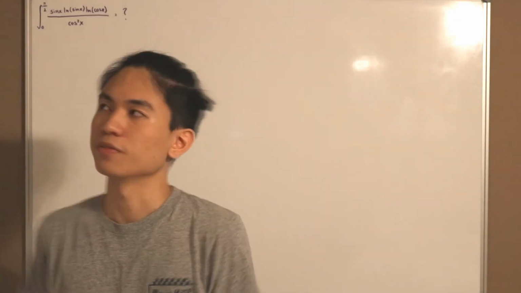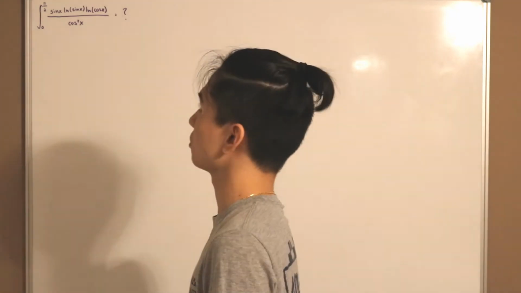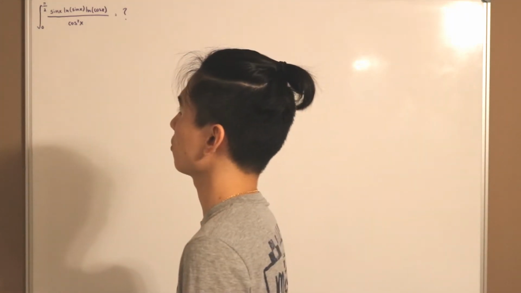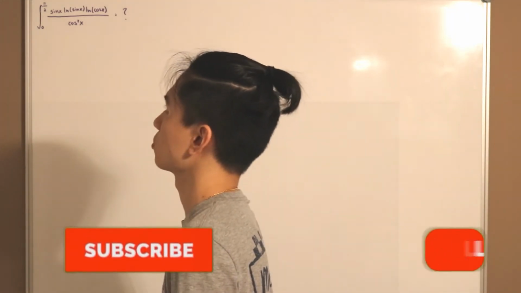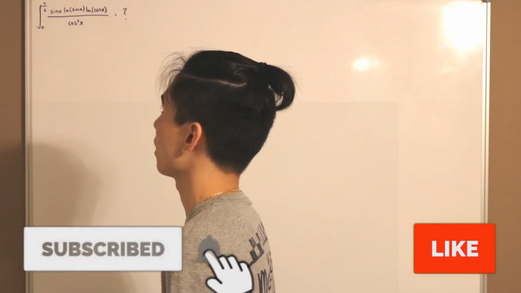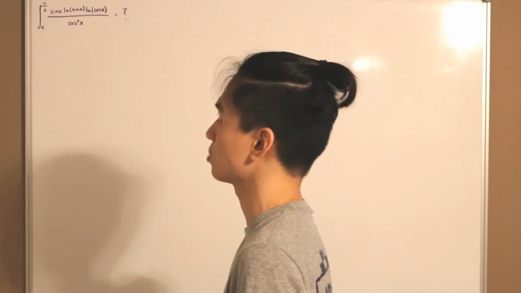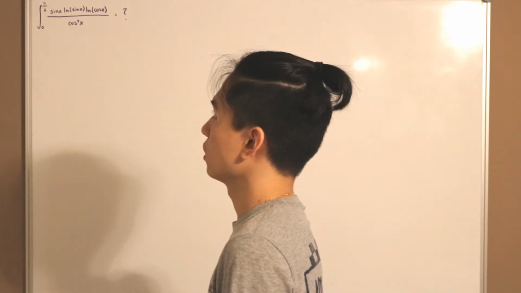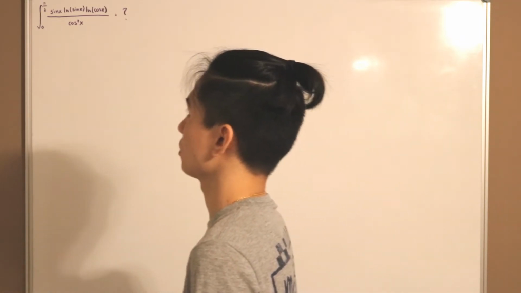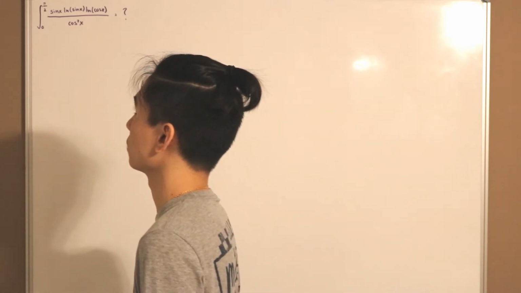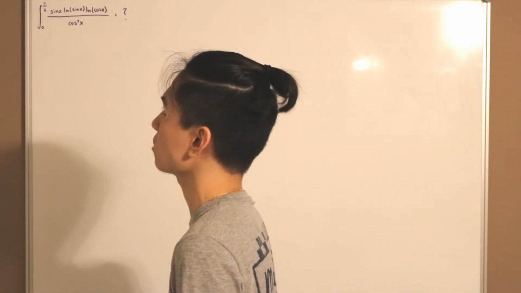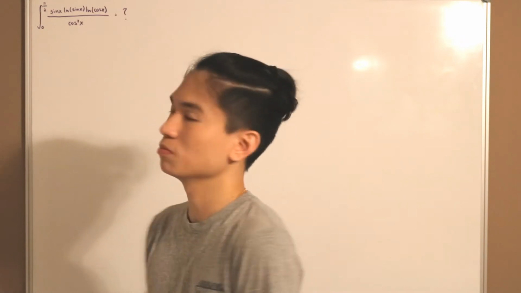So here in today's video, we have this really scary and interesting looking integral right here. The integral from 0 to pi over 2 of sine of x times the natural log of sine of x times the natural log of cosine of x divided by cosine of x squared. That's a lot of trig functions, especially now that we're dealing with a trig function inside of a natural log function. So this is going to be interesting.